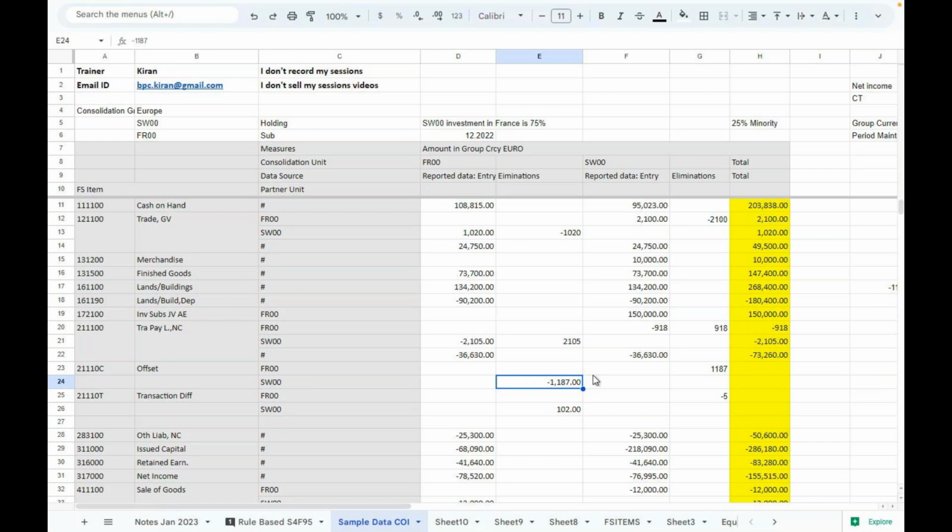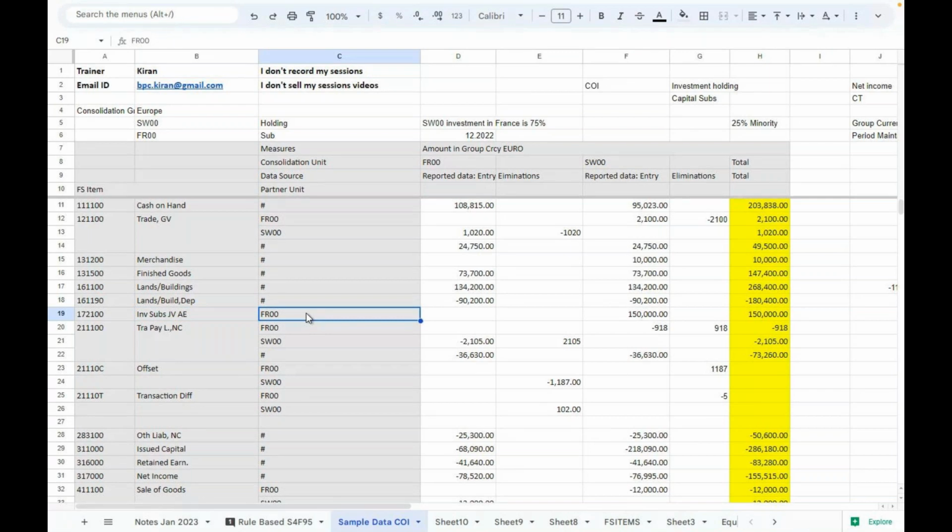Now, consolidation of investments. Consolidation of investment is relevant to your investments and capital, right? Always consolidation of investments, COI, deals with your investments, investment from holding, and capital from the subsidiary. These two things we will consider as part of consolidation of investment. That's why investment in subsidiaries, if you see Switzerland investment in France, I see here, but I have not eliminated.